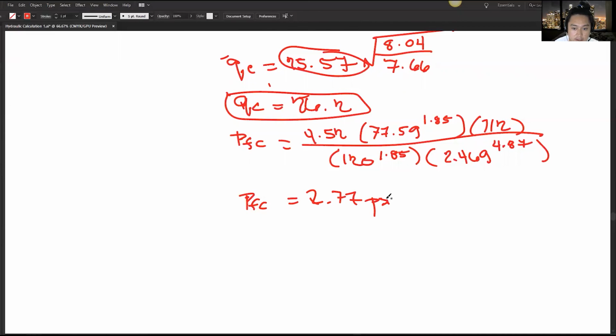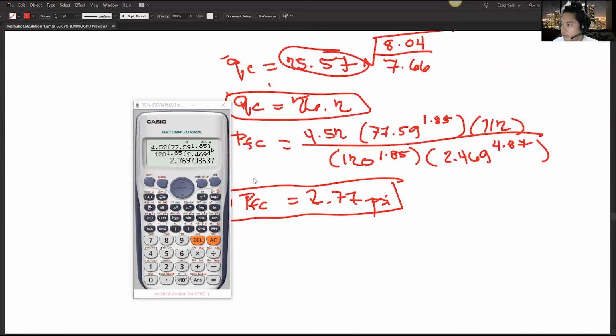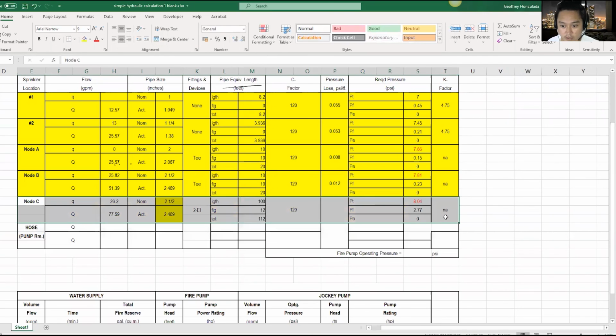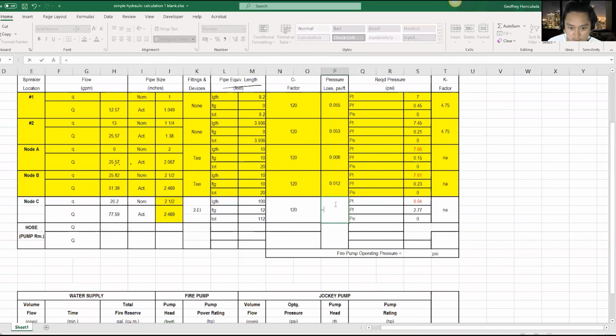2.77 is in PSI, and we can input that in our table here. We've got zero elevation. K factor is not applicable because we've got no sprinklers at node C. Oh, I forgot this pressure loss again. No, I'm not forgetting it, but that's 2.77 divided by the total length, and we've got 0.025.